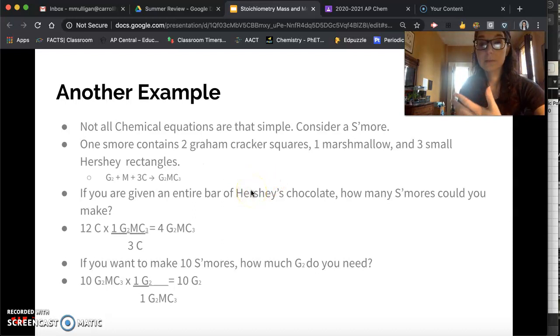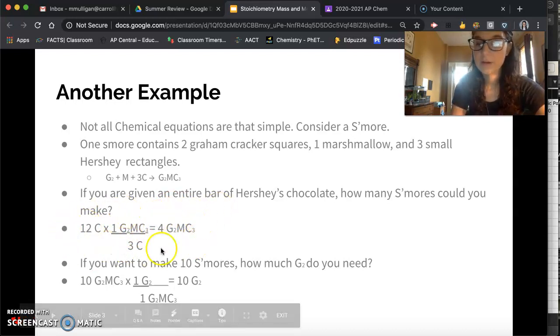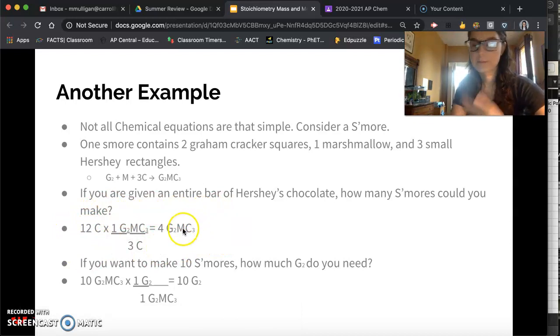If you're given an entire Hershey's bar, which contains 12 of those little rectangles, how many s'mores could you make? With this recipe, we know we have 12 chocolate rectangles. There's 1 s'more for every 3 chocolate rectangles. If we do 12 times 1 divided by 3, we find out that we can make up to 4 s'mores with 1 Hershey bar. This setup here is what we call dimensional analysis. It has units, which is basically the identity of those, and then we cancel out to find G2MC3.